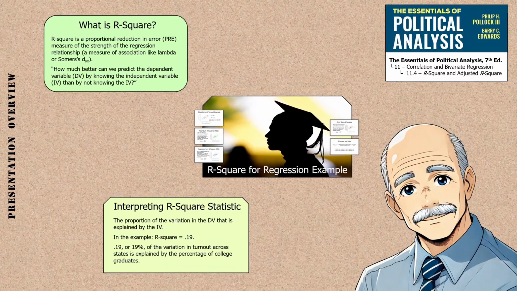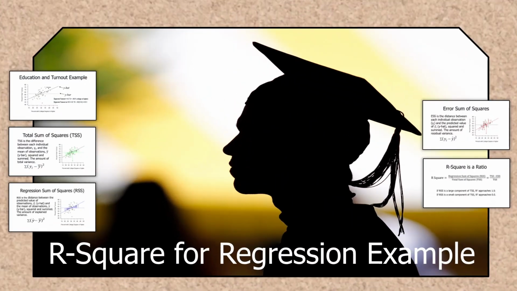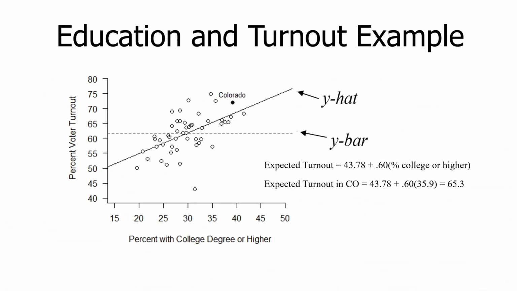Now, let's look at this scatter plot once again. This is a scatter plot that appeared as an earlier figure in the chapter, and I have drawn one additional component here. We see y bar is the dashed line. Y bar is the overall mean of turnout in this example, the overall mean of y. In this example, the overall mean of turnout, I believe, is 59.9, or about 60%.